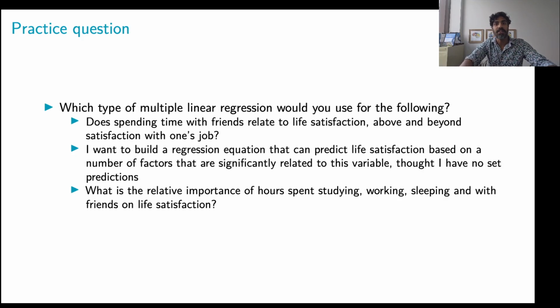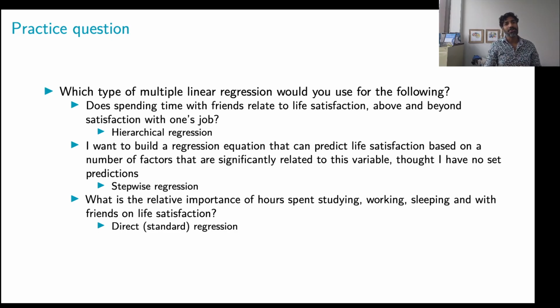So which types of multiple linear regression would you use for the following? So here are some examples. Does spending time with your friends relate to life satisfaction above and beyond satisfaction with one's job? I want to build a regression equation that can predict life satisfaction based on a number of factors that are significantly related to this variable, though I have no set predictions. And what is the relative importance of hours spent studying, working, sleeping, and with friends on life satisfaction? So the answer is 3, 2, 1.